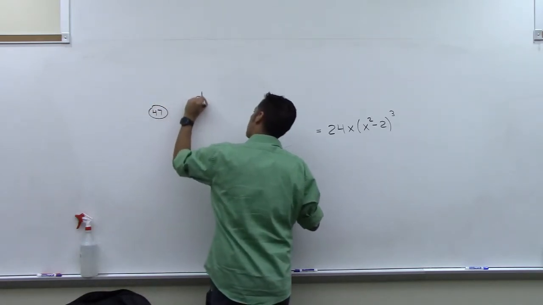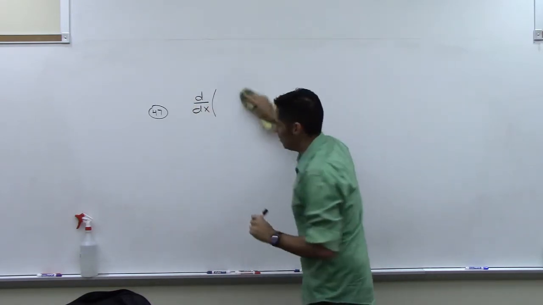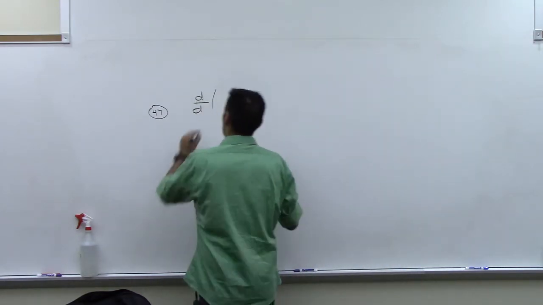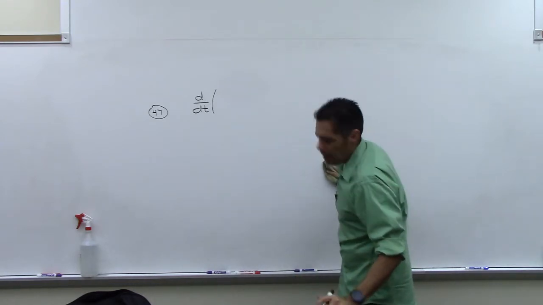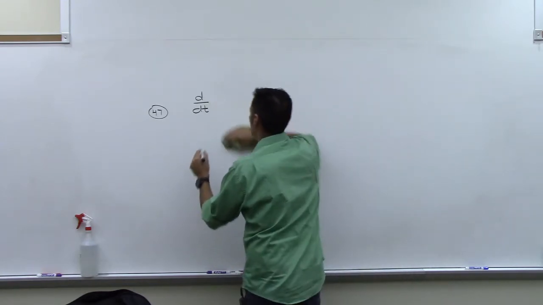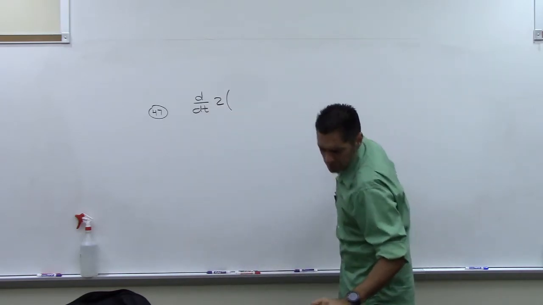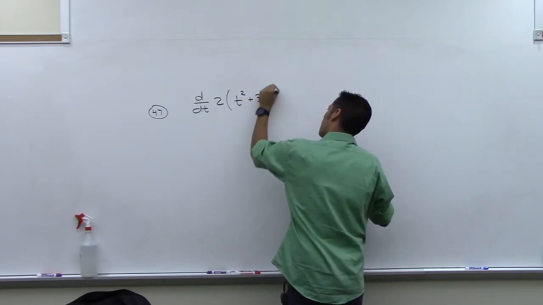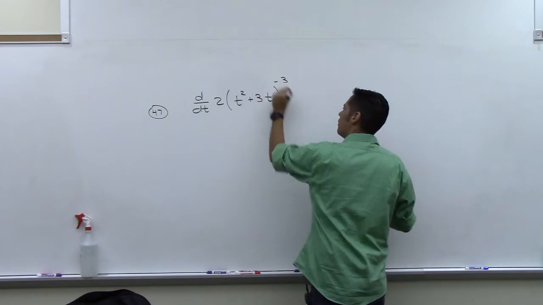They want the derivative of, so that just means we want the derivative treating, oh, it's t. They want the derivative of this treating t like the variable, and they have 2, and then t squared plus 3t, all raised to the negative 3. All right, this one's interesting.